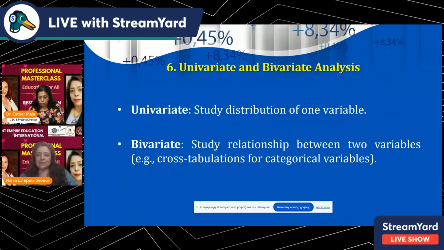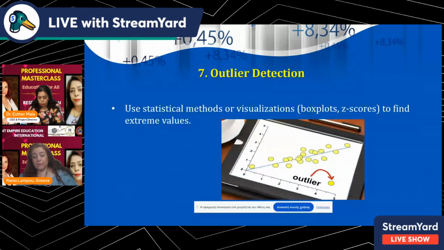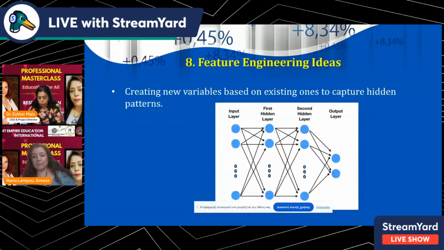Univariate and bivariate analysis. Univariate has to do with studying the distribution of one variable, and bivariate is when we study the relationship between variables. Outlier detection, I mentioned before, is when we use statistical methods or visualizations to find extreme values. Feature engineering tries to create new variables based on existing ones. Here the goal is to find hidden patterns.